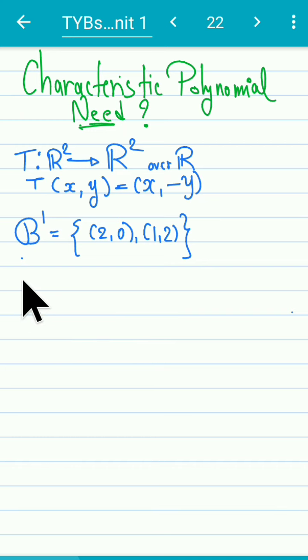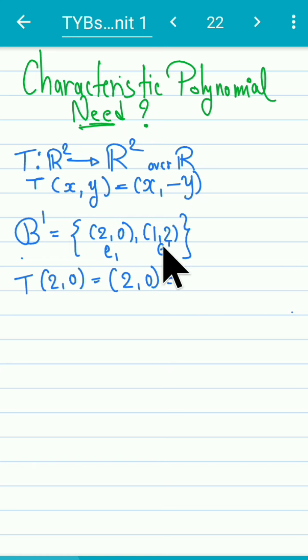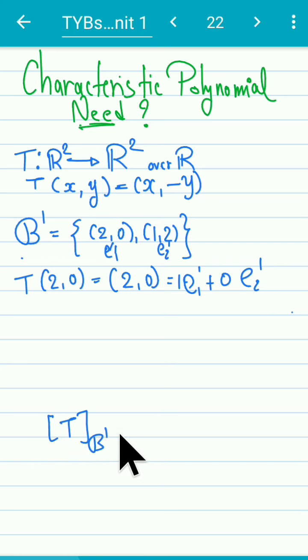So I will consider T of (2, 0). That is the same as (2, 0) only. Suppose I consider this as E1' and this as E2'. This is nothing but 1 times E1' plus 0 times E2'. That means in the matrix representation with respect to this basis, I will have my first column as (1, 0).